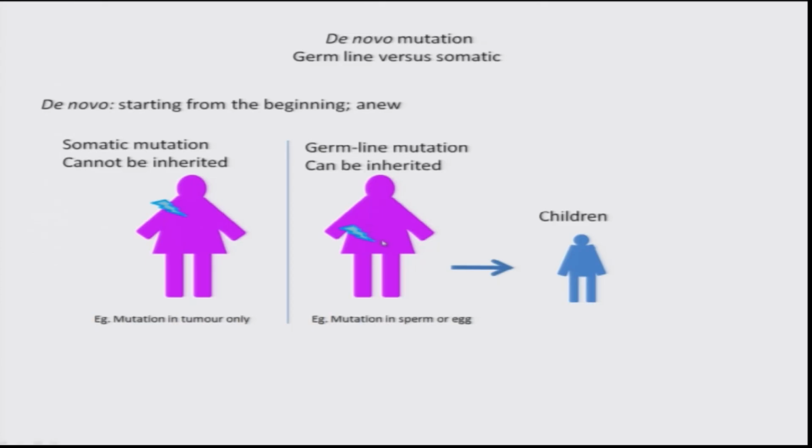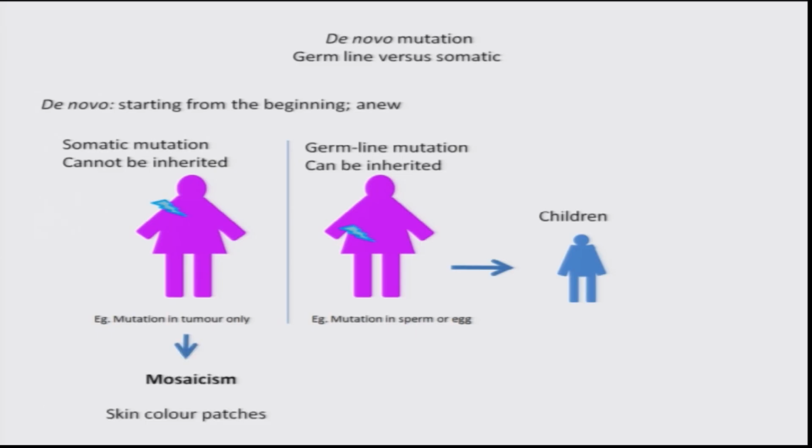But if a defect happens in one of the germ cells of an individual, and that germ cell leads to the formation of an embryo and children, then you would see the phenotype from the next generation onwards. So, these are called germline mutations, and they can be transmitted.